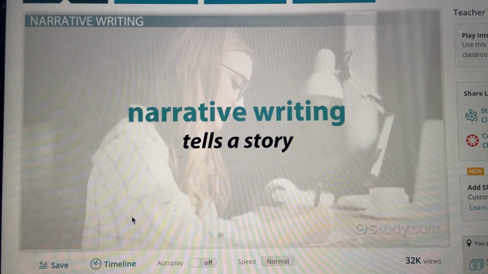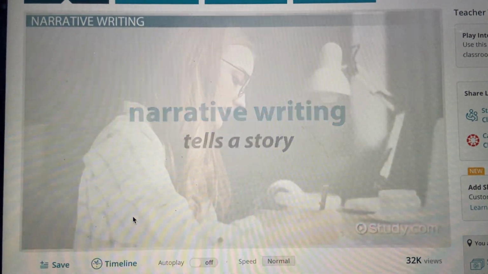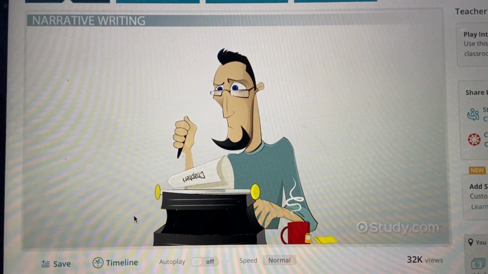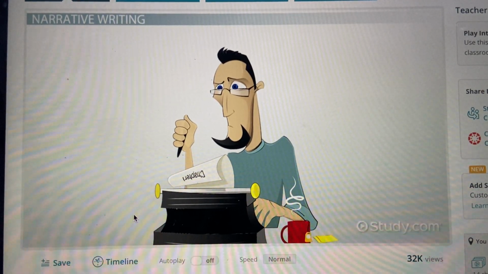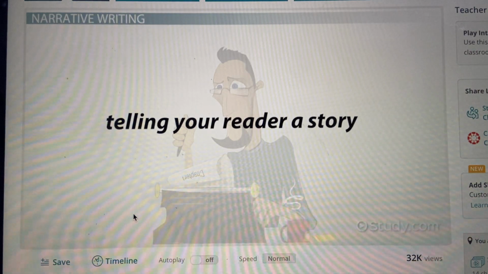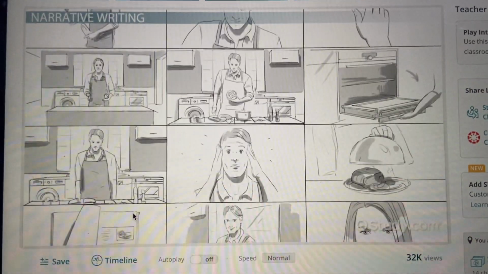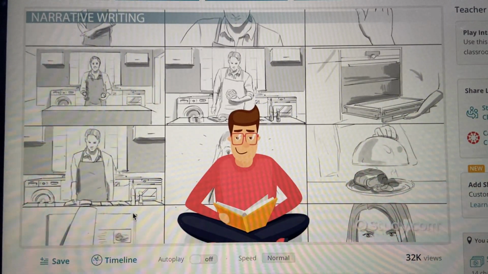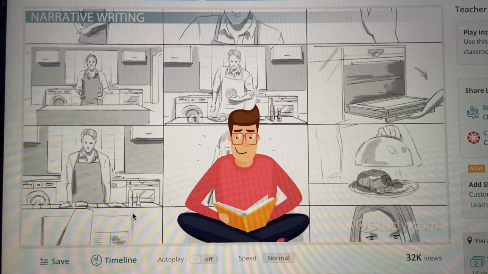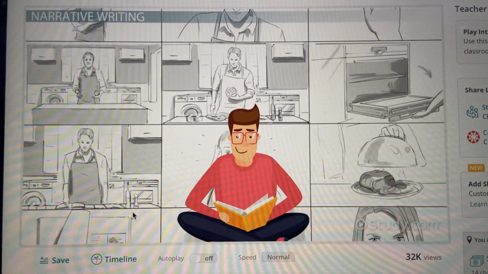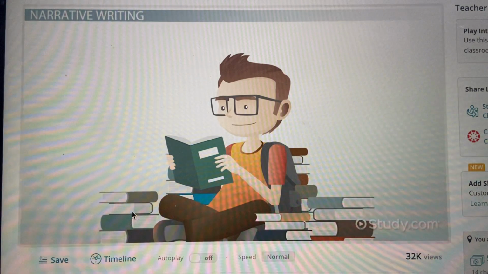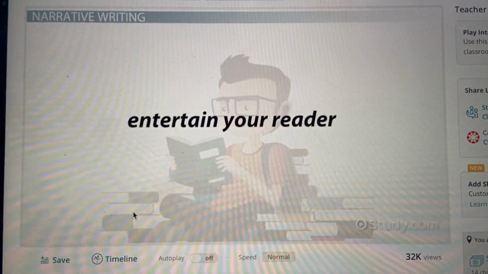Simply put, narrative writing tells a story. This story can be fiction or nonfiction, but all in all, when you are writing a piece of narrative writing, you're telling your reader a story. Providing your reader with a sequence of events in order and details to go along with these events basically is the foundation of narrative writing. Almost always, the purpose of narrative writing is to entertain your reader.